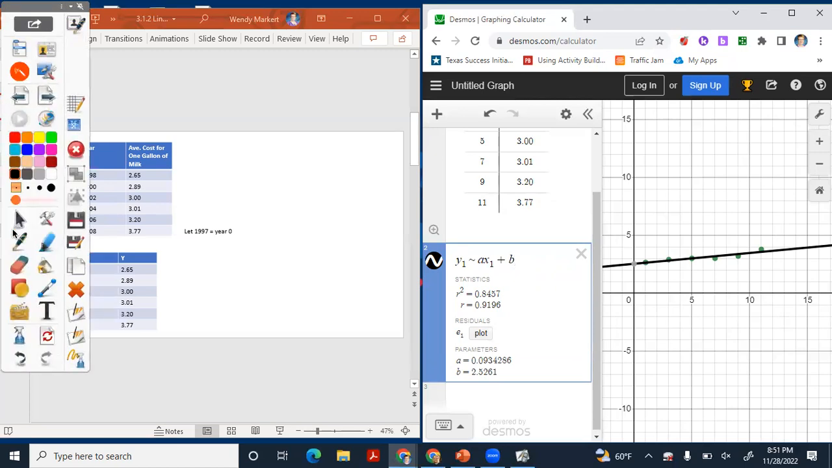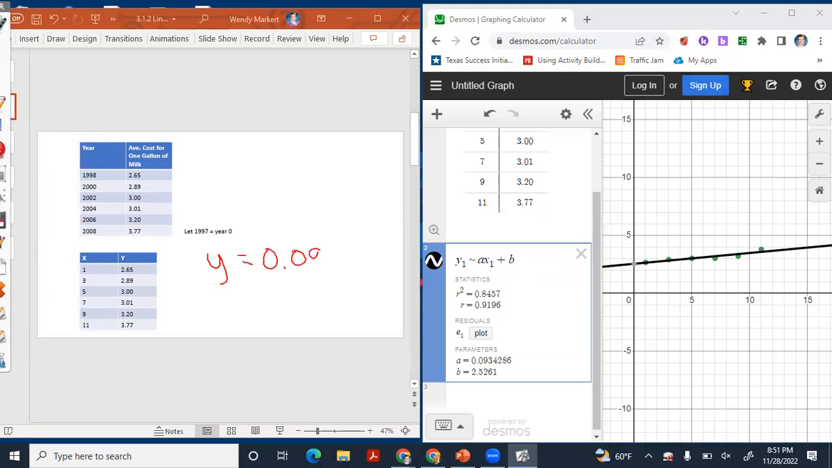Let's round these numbers to the nearest hundredth. So then our equation can be written as y equals 0.09x plus 2.53. And that would be considered our regression line.